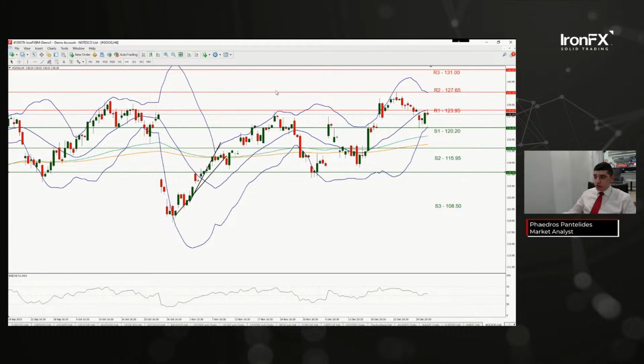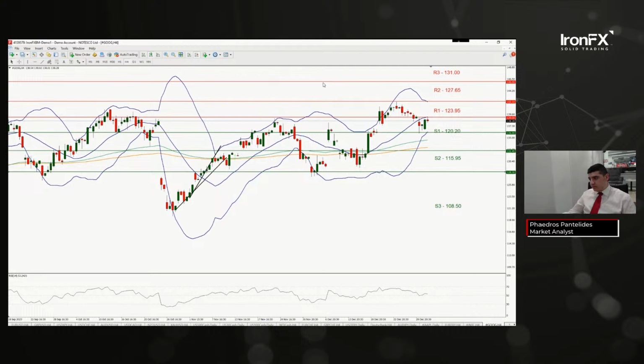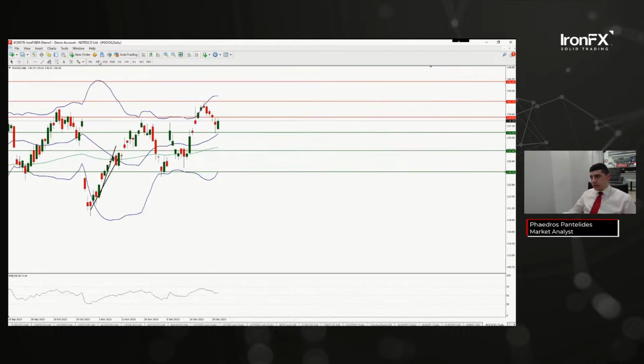Note how this gap was filled. So it filled this gap, came back down, validated R1. It also did test around 3 sessions ago S1 136. So based on what we've said, we'll see perhaps together next week for Google.